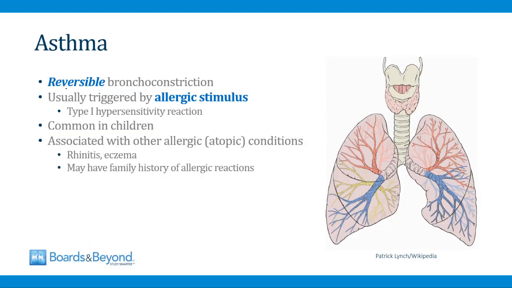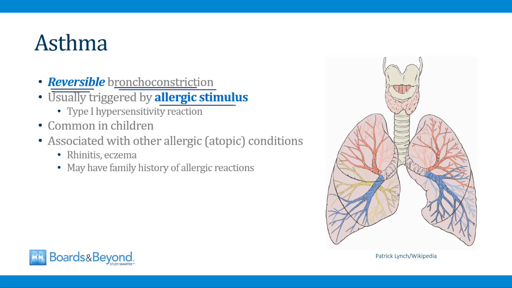Asthma is a lung condition in which patients develop reversible bronchoconstriction. The word reversible is important here because reversibility distinguishes asthma from other lung conditions like COPD, where the symptoms are usually not reversible. And when bronchoconstriction occurs, this leads to dyspnea and wheezing, and we'll talk about the symptoms in a minute. Patients who have asthma usually have bronchoconstriction triggered by an allergic stimulus.